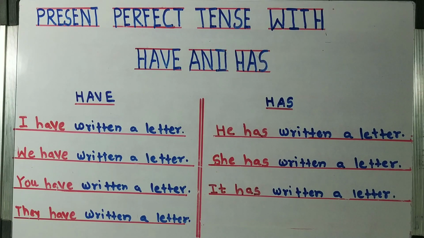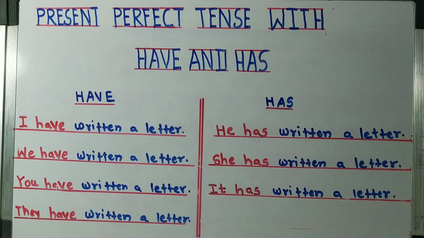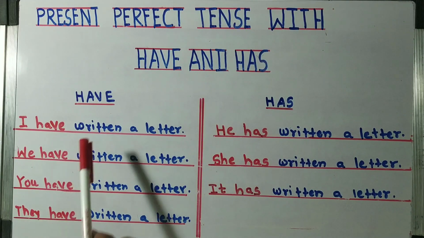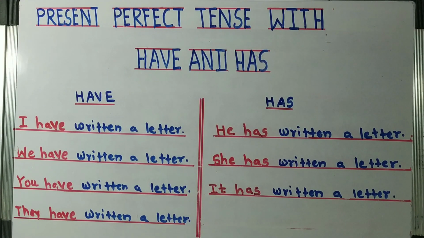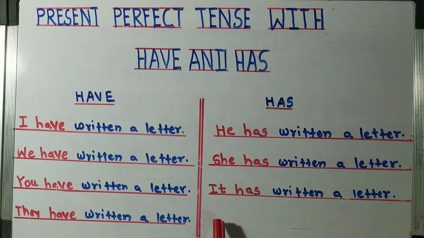In today's session, we are going to study present perfect tense with have and has. Whenever we form sentences in present perfect tense, we have to make use of either have or has. Whenever the subject of the sentence is I or we or you or they, we have to make use of the word have. And whenever the subject of the sentence is he or she or it, we have to make use of has.